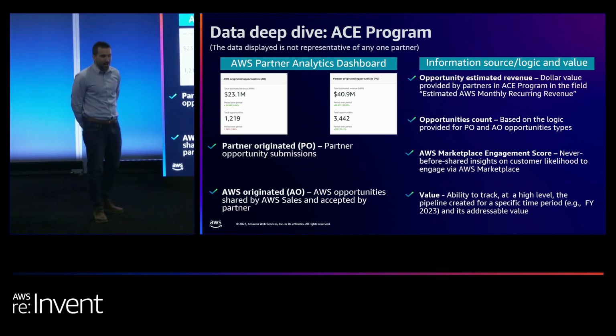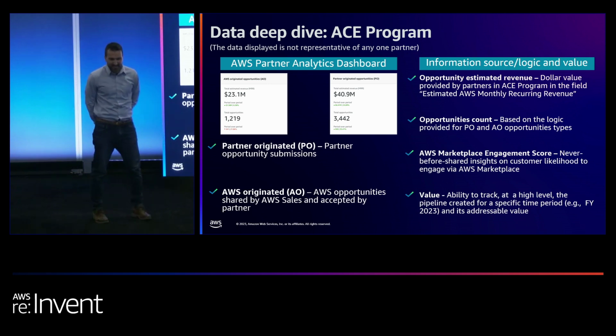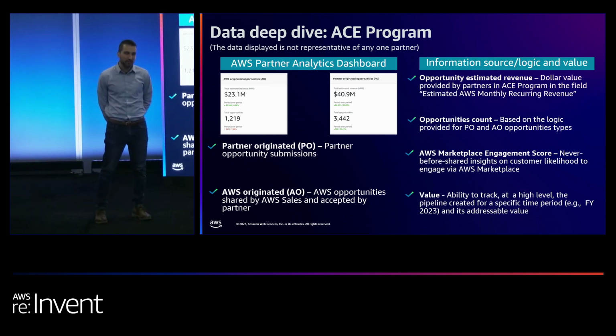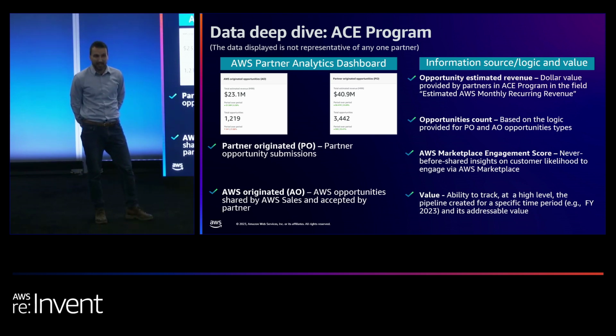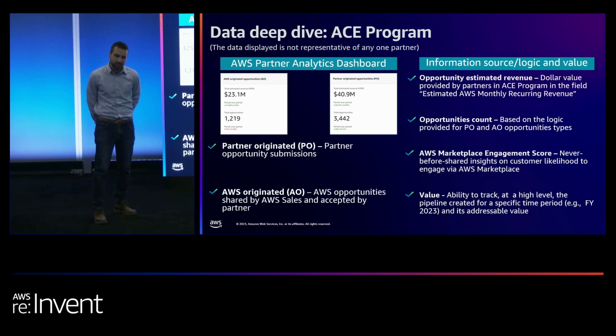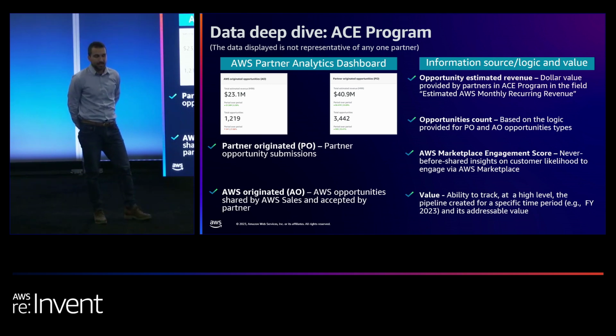And then the most exciting thing about this, I would say, is that we're sharing with you, for the first time ever, AWS intelligence on AWS customers. About halfway down, we're sharing something called the AWS Marketplace Engagement Score for the first time ever. And what that represents is the likelihood that any given account has to procure via AWS Marketplace.